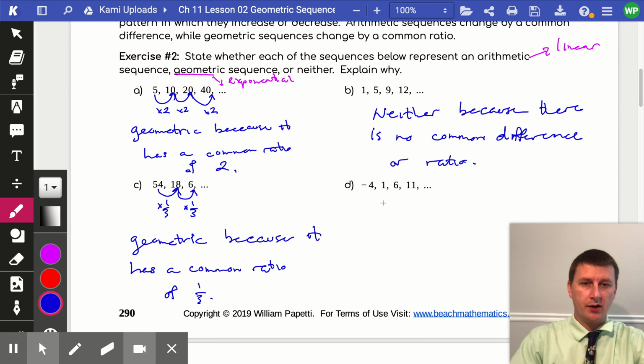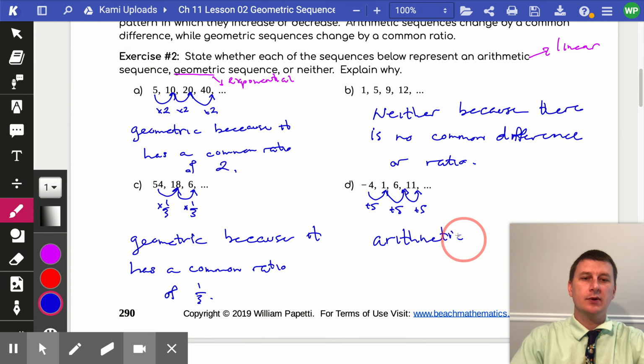We have -4, then 1, then 6, then 11. And you should have seen that this is a common pattern, a common difference of adding 5 to get to each of your next terms in this sequence. So if you're adding the same amount over and over, this is an example of an arithmetic sequence because it has a common, now we go back to that other word, difference of 5.